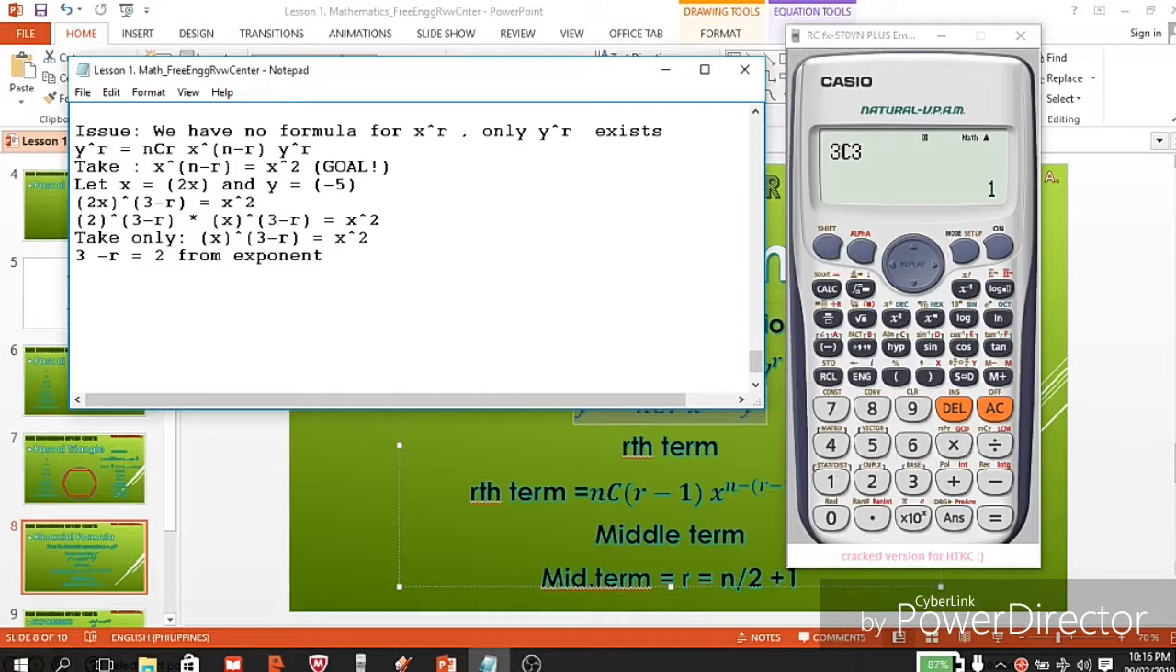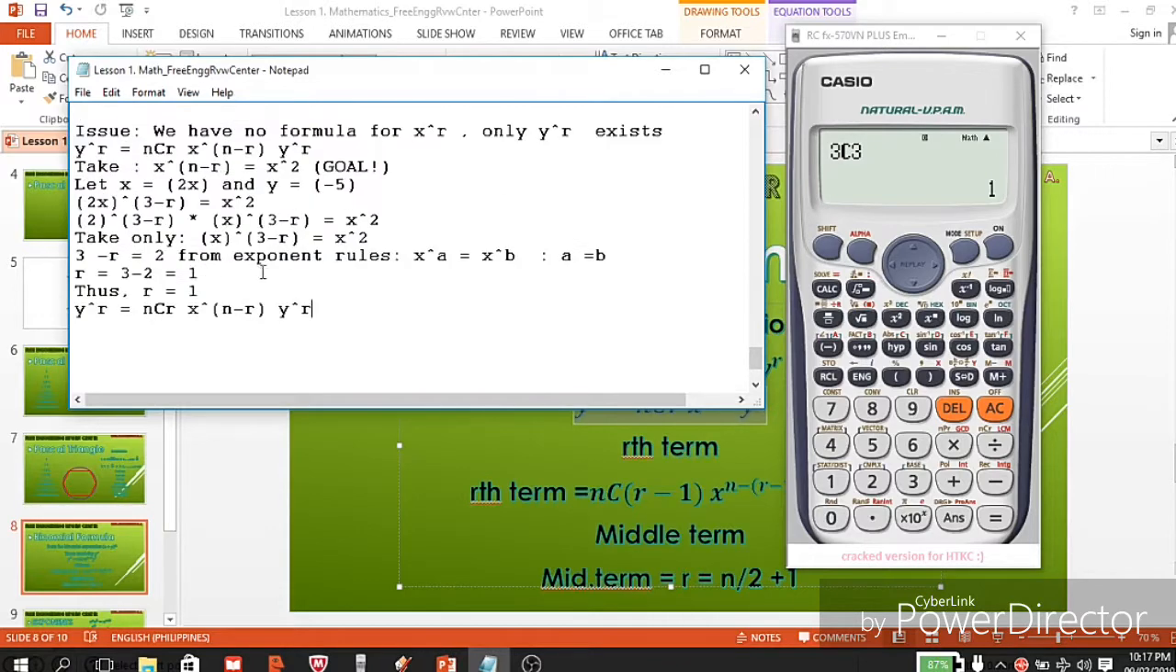So from exponent rules, x raised to the power of a and x raised to the power of b, we all know that a equals b if they are equal. That's right. So therefore r is 3 minus 2. So thus r equals 1.